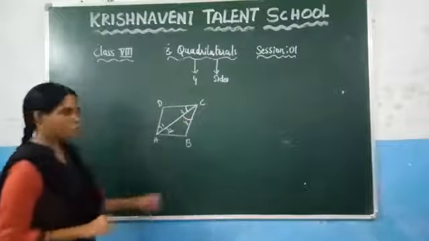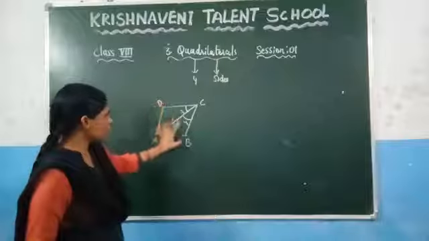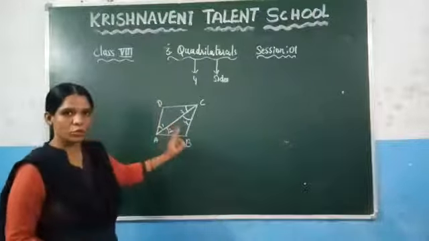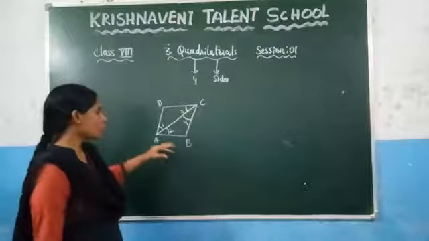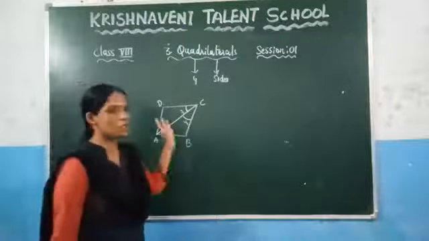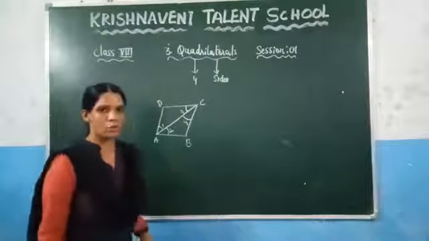Now here you can observe that if you draw one diagonal, there will be two triangles formed, and you know that the sum of the angles of a triangle is 180. Based on that, we are solving for the sum of the angles of a quadrilateral. What is the sum of the angles of a quadrilateral? Now we are going to prove that.